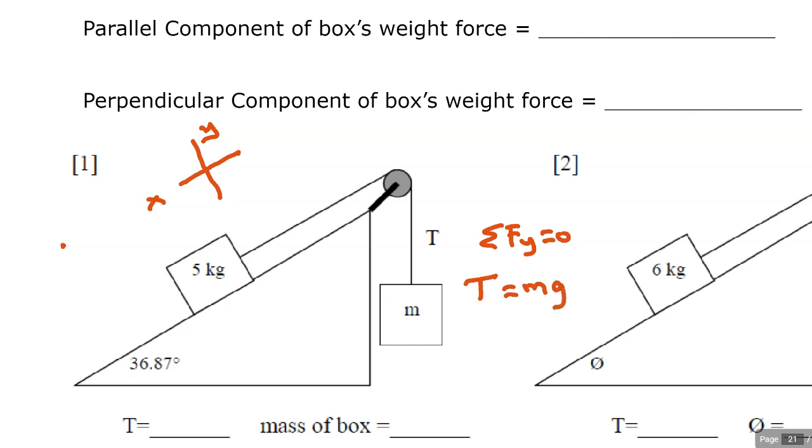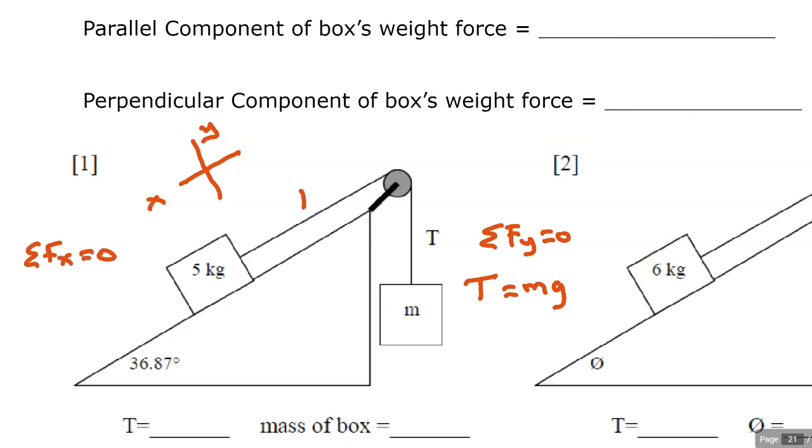So the tension, the up force, equals the down force, m times g. You multiply by little g, that's 10 meters per second squared. So you turn a mass into a force, a weight, by multiplying by g. Nothing I can do over there, but I can come over here, and then I can say the sum of the forces in the x direction equals 0.